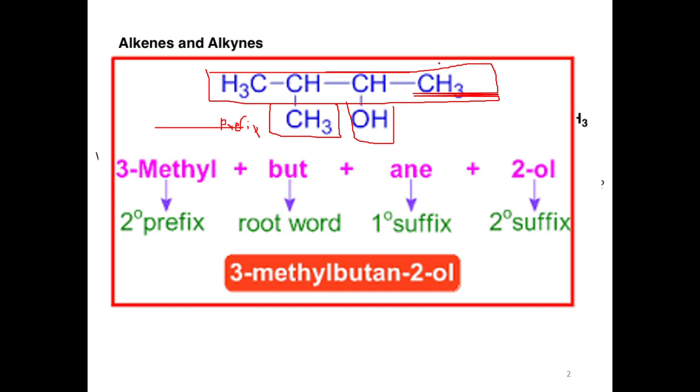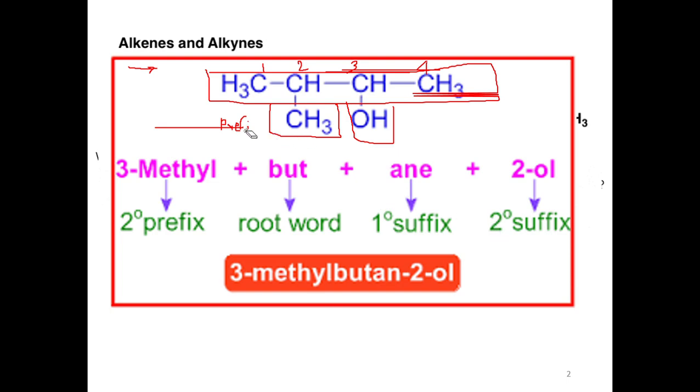So this is the parent chain. As I told you, you have to always start giving the numbering from the highest priority functional group present. If you see here, if I am giving numbering from left to right, it will become 1, then 2, 3, then 4. You can see here the OH group is present on carbon number 3 from left to right numbering.